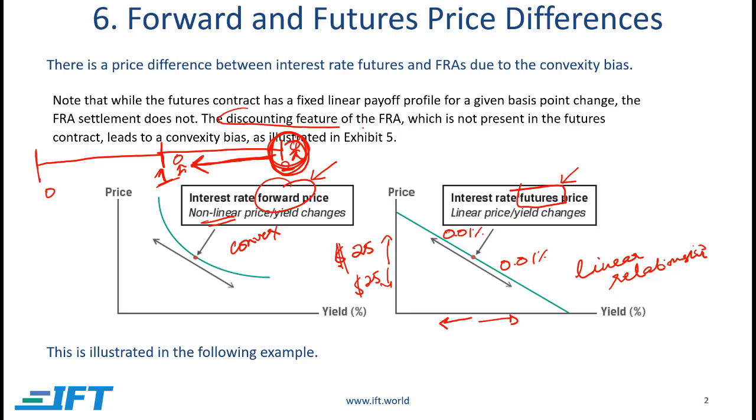And this discounting feature, which is only there in the forward rate agreements and it is not there in the futures, this is what leads to this convexity bias, which is there in the forwards only, or the forward rate agreements only. Now let me demonstrate this with an example as well.